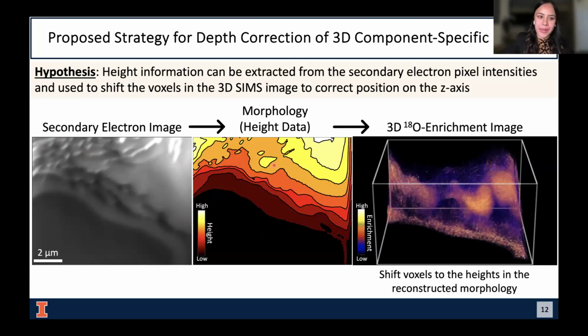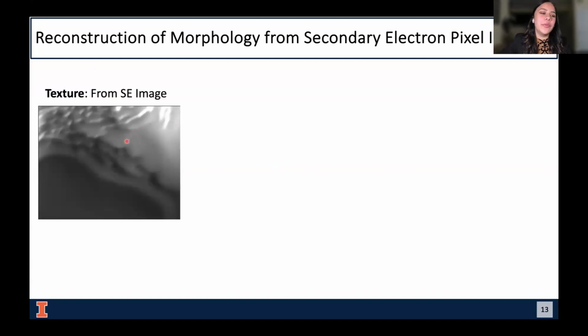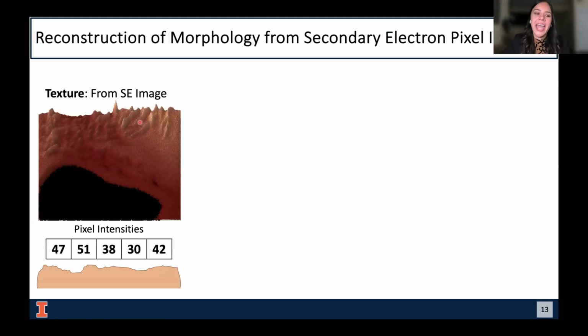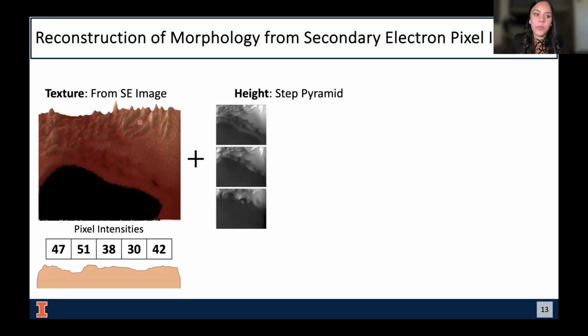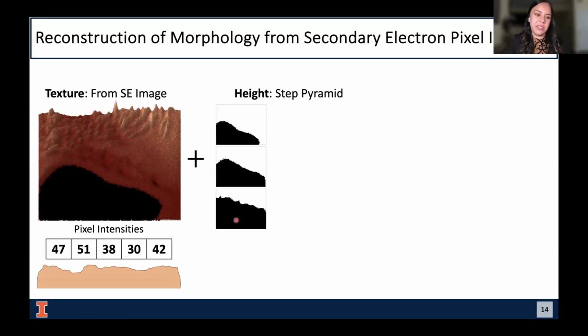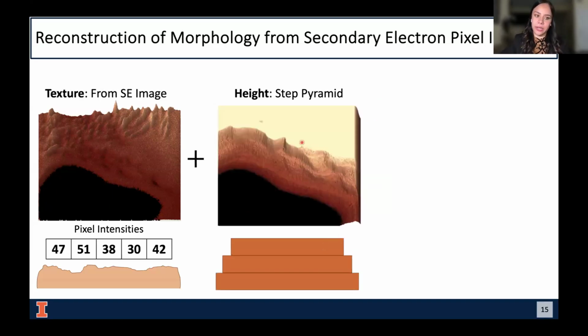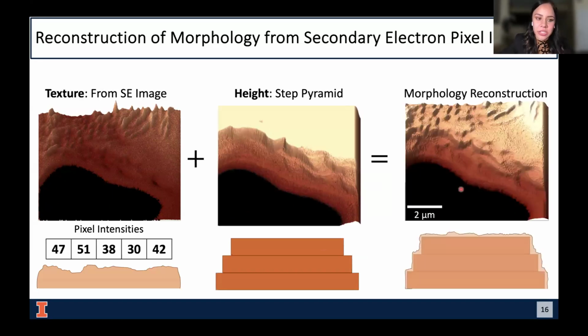Now, how exactly do we make these morphologies from secondary electron images? Well, first, what we do is that we extract the texture directly from the pixel intensities in the secondary electron images, which looks something like this. And then for the main cell height, what we do is that we create what we call a step pyramid. So the remainder of the image planes, we convert them into binary images, meaning 0 and 1. And then we add the thickness of these binary images, resulting in a step pyramid like this one. And to achieve our final morphology reconstruction, we just add these two components, resulting in a morphology like this one.